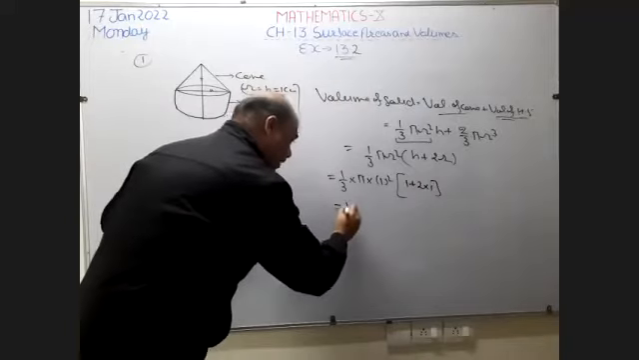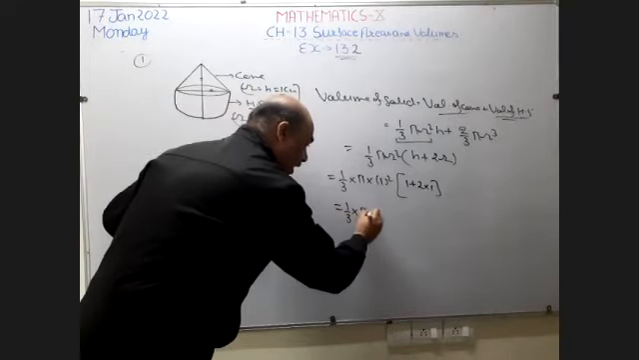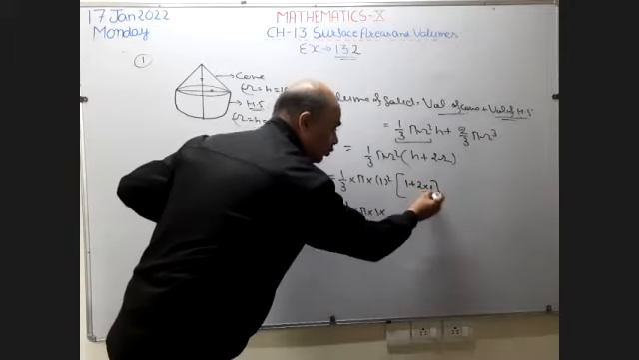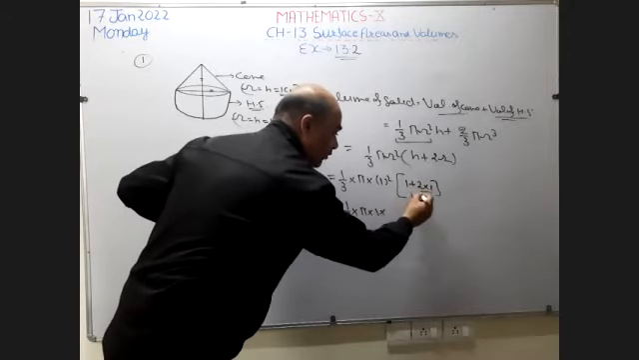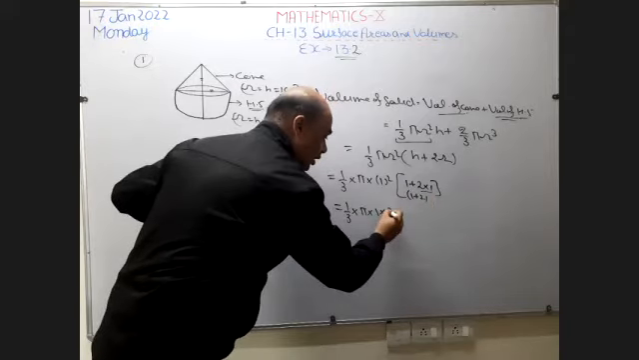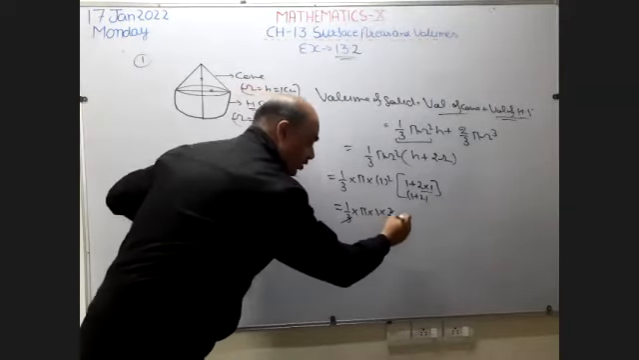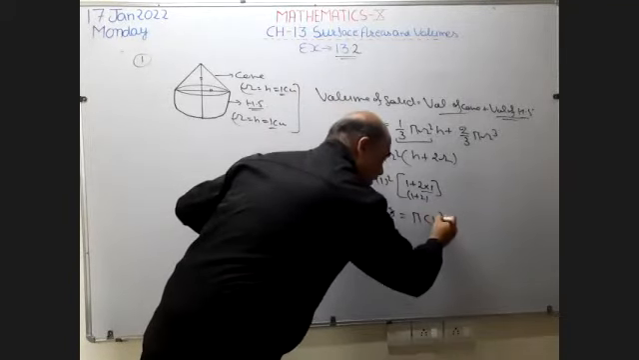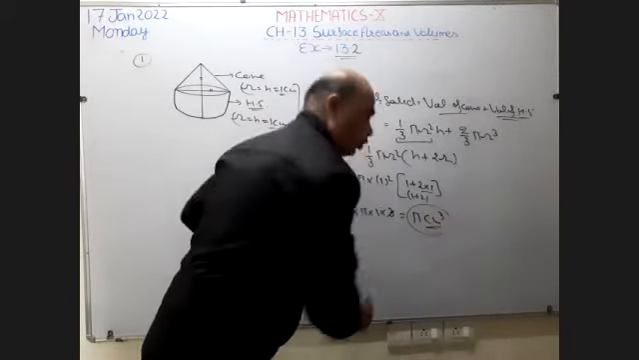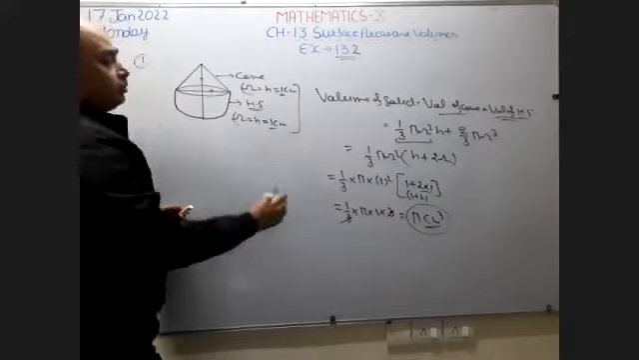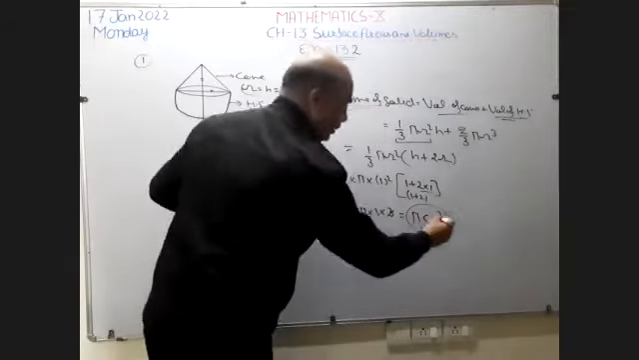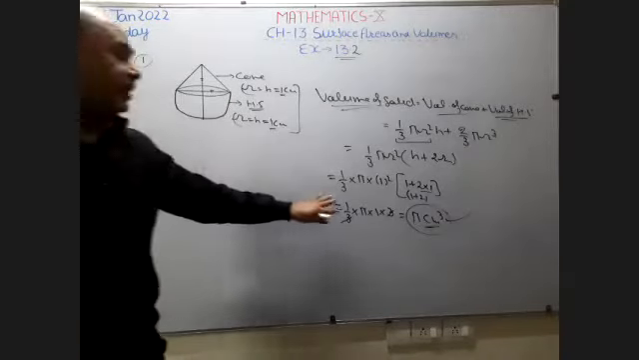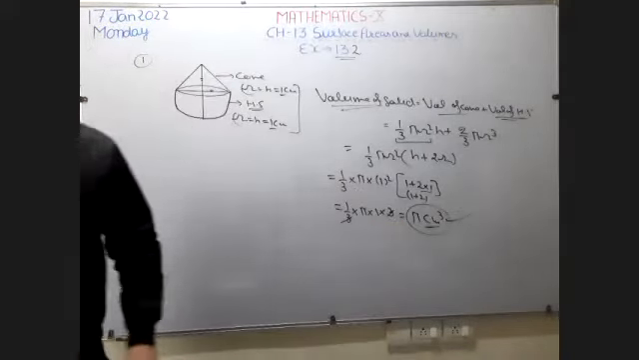Now this becomes 1 by 3 into pi. Square of 1 is 1. Now 1 plus 2 into 1, which is 2. 1 plus 2 is equal to 3. Now 3 cancels with 3. So only pi is left. So write here pi centimeter cube, because volume is in cubic centimeter. So the volume of this solid becomes pi centimeter cube. In terms of pi, it is required to keep pi as it is. I hope it is clear now.